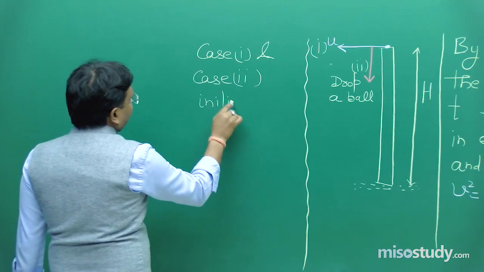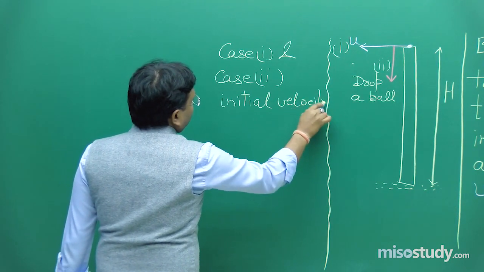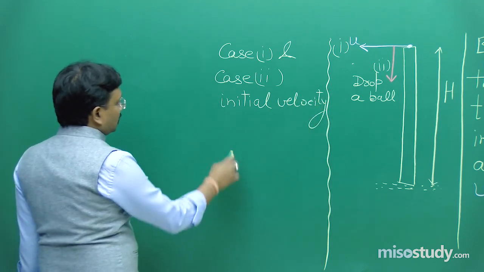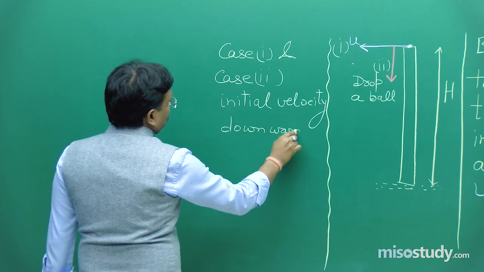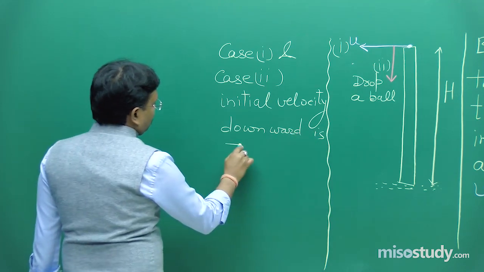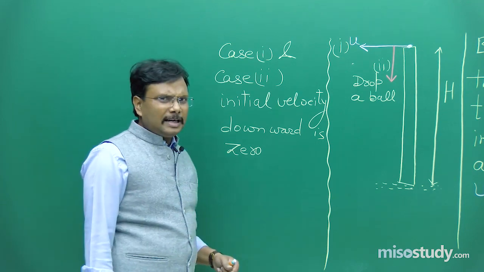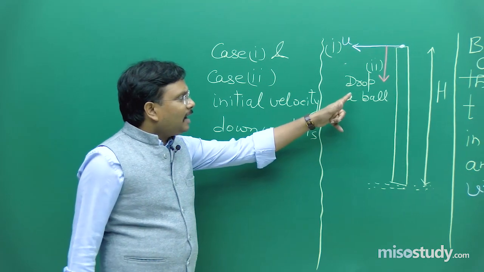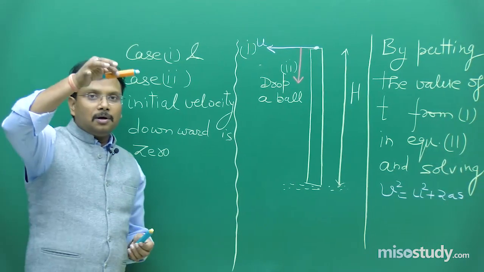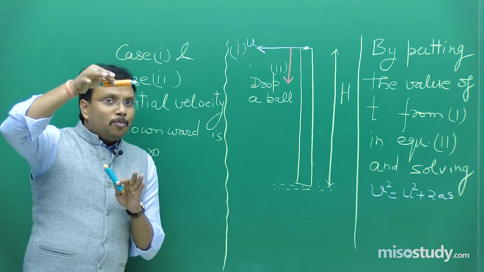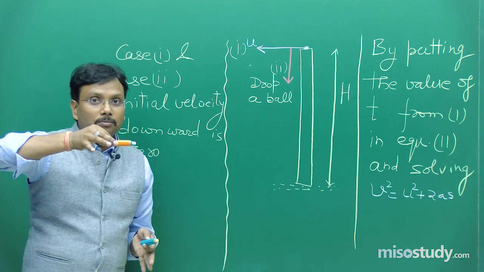Initial velocity downward is 0. Few of you may be slightly shocked. Is it like that dropping means initial velocity 0? Yes. Drop it. So the moment it starts moving down, initial velocity is nothing, 0.